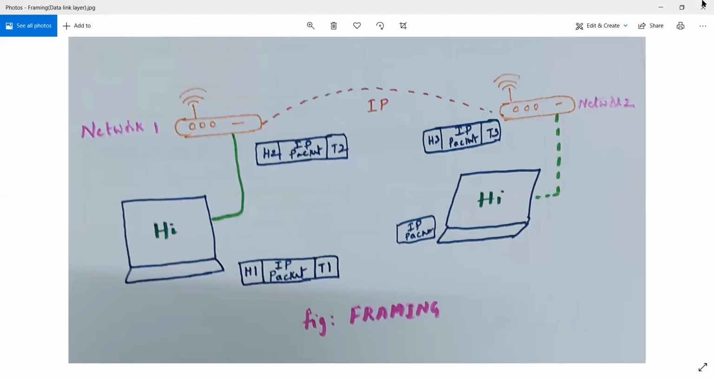So look here. For example, the sender, the left one, wants to send the message hi, and the receiver located in network 2 wants to view that message. What is the process taking place here, and how does the data link layer give access to the upper layers? That is framing.